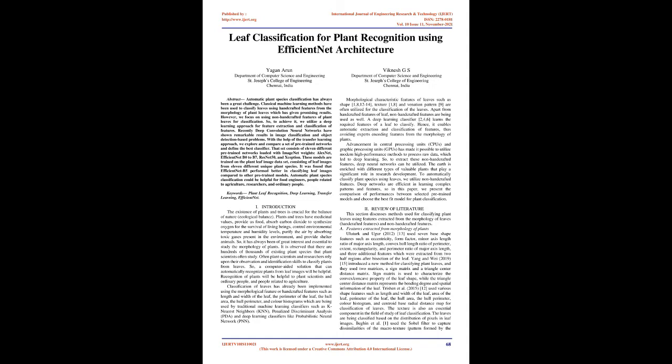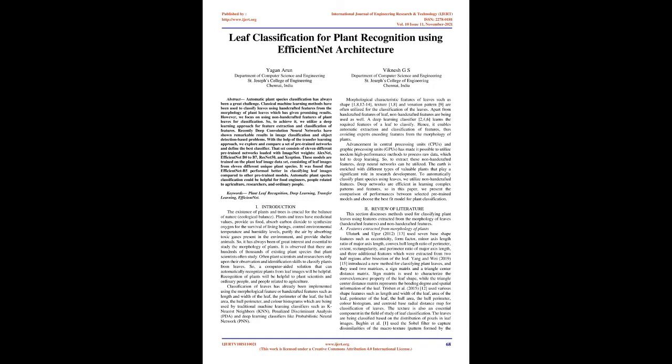Apart from handcrafted features of leaf, non-handcrafted features are being used as well. A deep learning classifier 2,4,6 learns the required features of a leaf to classify. Hence, it enables automatic extraction and classification of features, thus avoiding experts encoding features from the morphology of plants. Advancement in central processing units, CPUs, and graphic processing units, GPUs, has made it possible to utilize modern high-performance methods to process raw data, which led to deep learning. So, to extract these non-handcrafted features, deep neural networks can be utilized.